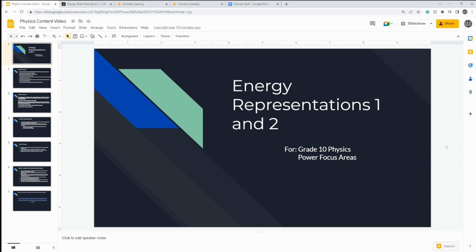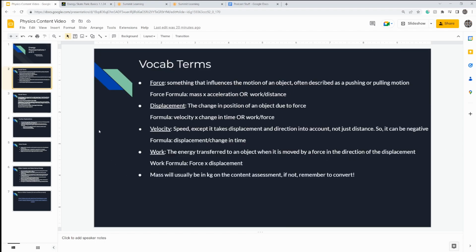Today we're going to be going over the grade 10 physics power focus areas, energy representations 1 and 2. Mainly, I guess, more towards 1, but we'll also definitely touch on 2. And we're going to go through some vocab terms and explanations, and then we'll go through some example problems after that from the diagnostics. All right, vocab terms.